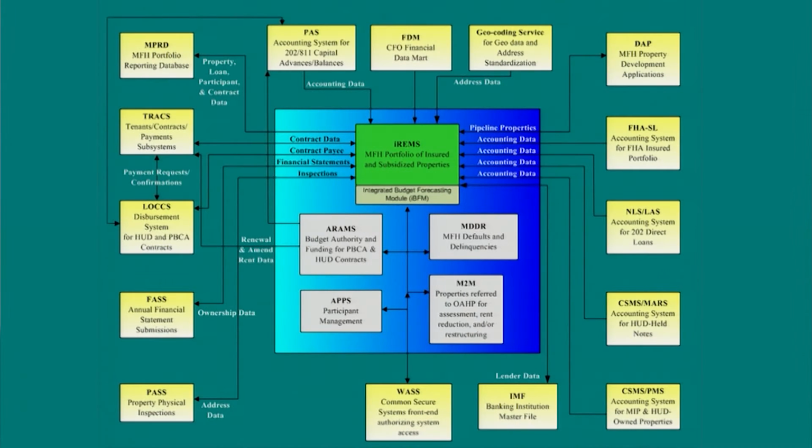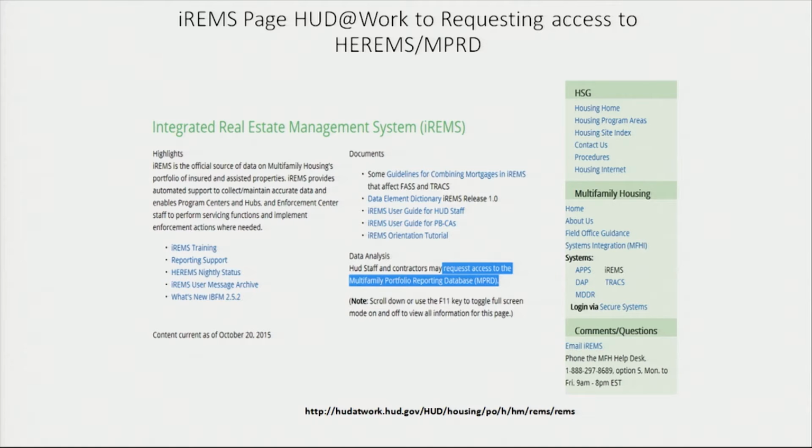As you see, once you come in through WAS, you'll get a direct feed into IREMS. IREMS interfaces with several different systems, as you can see. Some, it only disperses data, but some systems, it disperses data and receives data. For instance, the FAST system, we receive our financial information from FAST. From TRACS, we receive our tenant and payment information, and also locks. So this is just a demonstration of the type of data which IREMS uses.